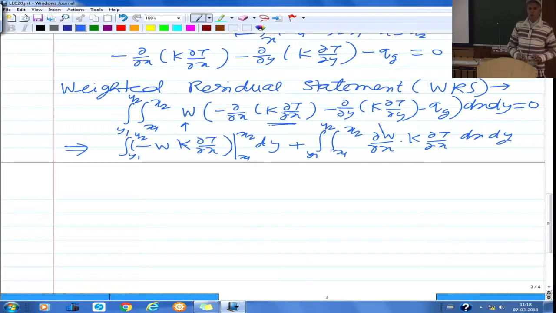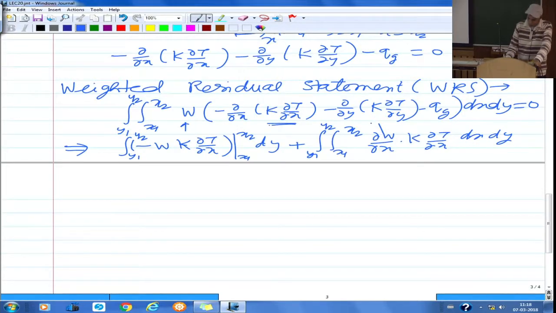So this is what you will get if you do the integration by parts with respect to x for the first term. One, you get the boundary term, which is at the boundary x equal to x2 and x equal to x1, and another is the domain integral. This is what we usually used to get in the 1D problems.